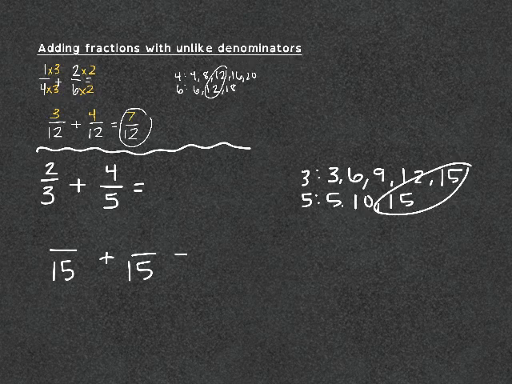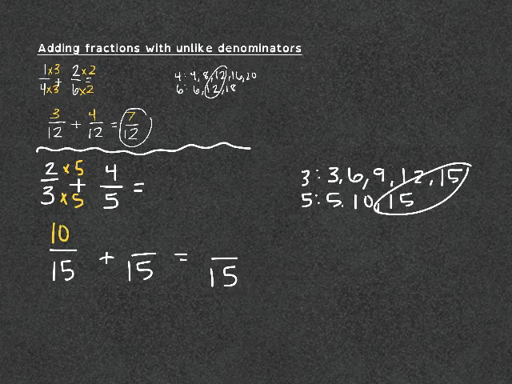We ask ourselves, what do we multiply 3 by to get to 15? We multiply it by 5. So we multiply the numerator by 5. 2 times 5 is 10. 5 times what gets us 15? 3. So we multiply 4 times 3 and get 12. We add those up and we come up with 22 15ths.